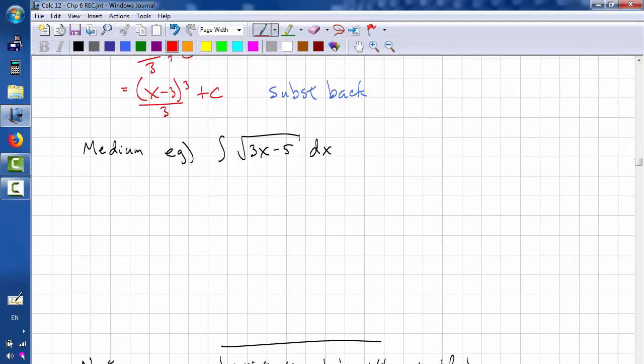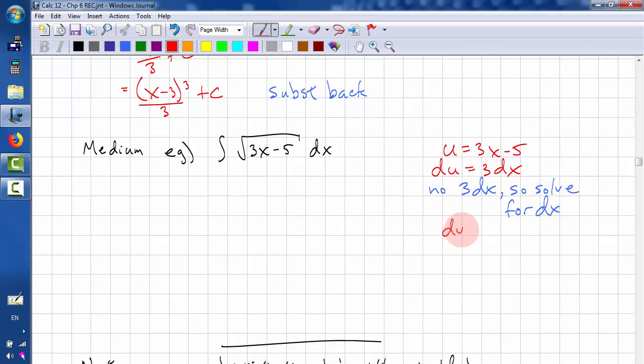Let's look at something slightly harder. So there's not a lot of choices for u. U equals 3x minus 5. Du equals 3 dx. And we look and we see no 3 dx. So solve for dx. That means we have du over 3 equals dx. Now we can go ahead and substitute. We're doing the integral of square root u and 1/3 du.